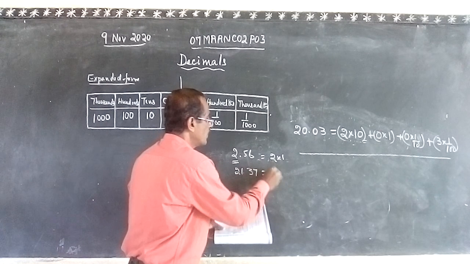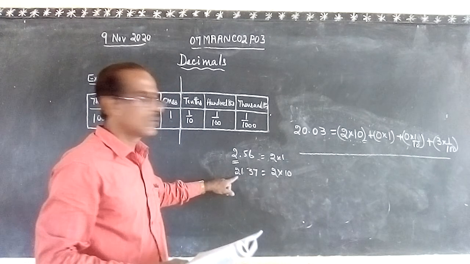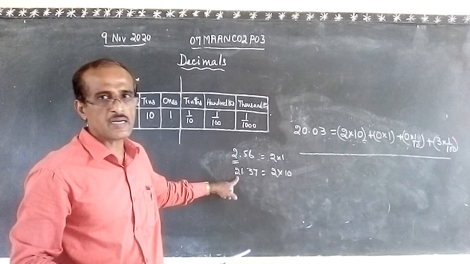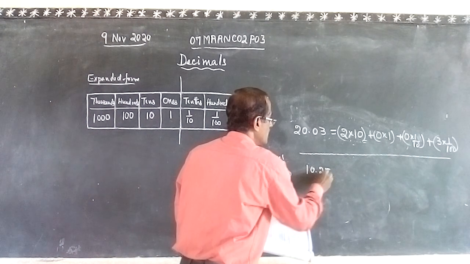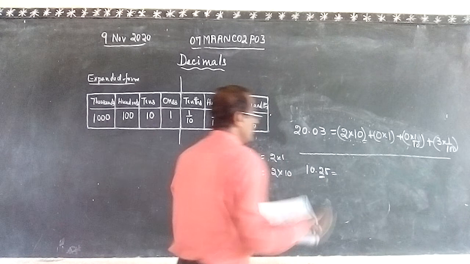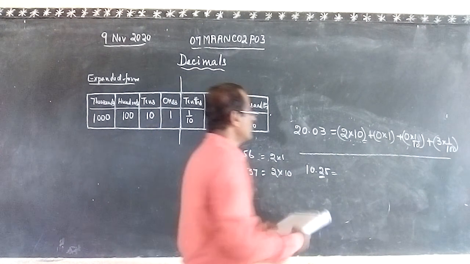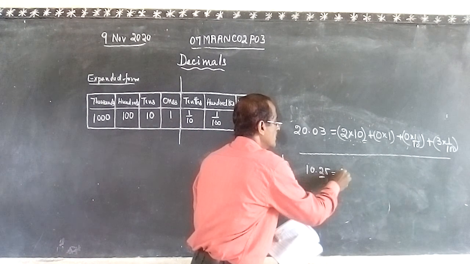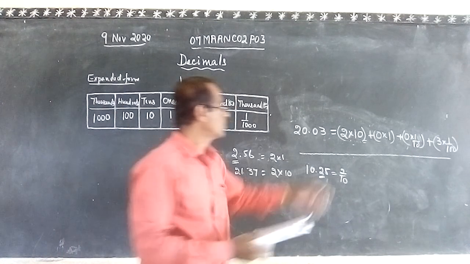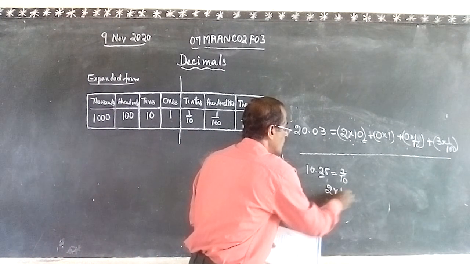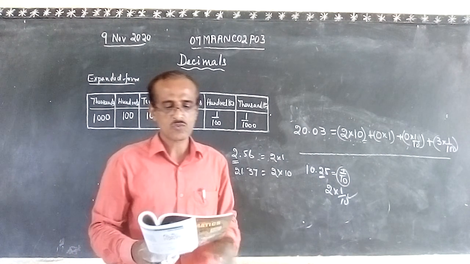21.37. What is the place value? 2 is in the tens place. 2 into 10. The place value of 2 is 2 into 10 or 20. We will write it as 20. Next example. 10.25. The 2 is here. What is the value of 2? 1 into 10, 0 into 1, 2 into 1 by 10. The answer is 2 by 10 or 1 by 5. Or we will write like this, 2 into 1 by 10. Correct? That question goes like that.